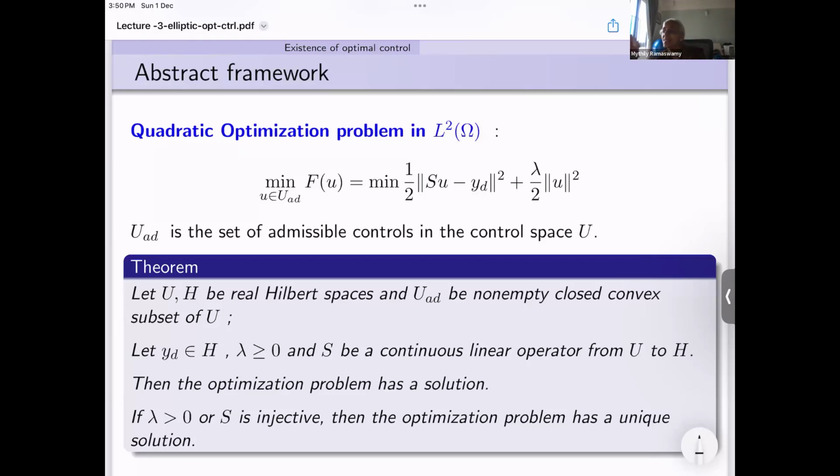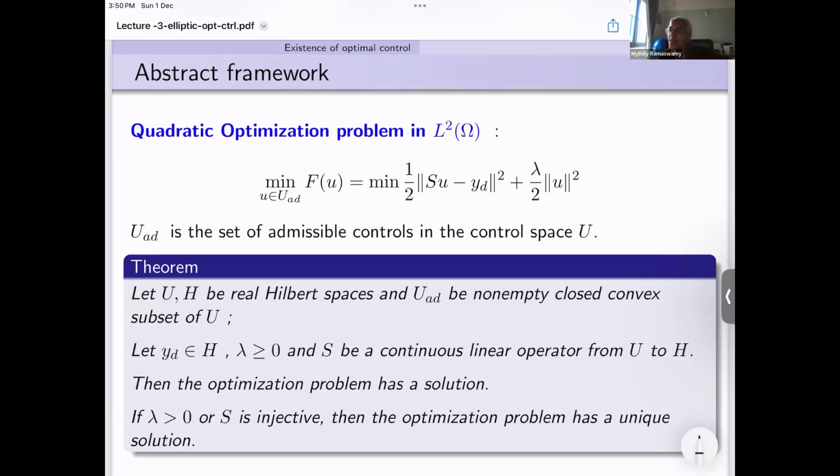And this may be easier for us to find the derivative and write the optimality condition. Okay, U add is the set of admissible controls in the control space U. Remember, this capital U is going to be some Hilbert space now. So we can write down the theorem.